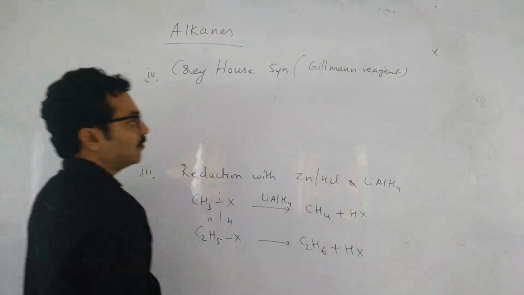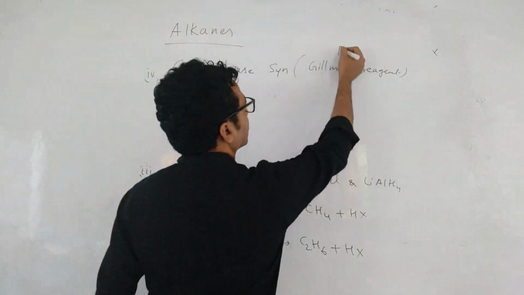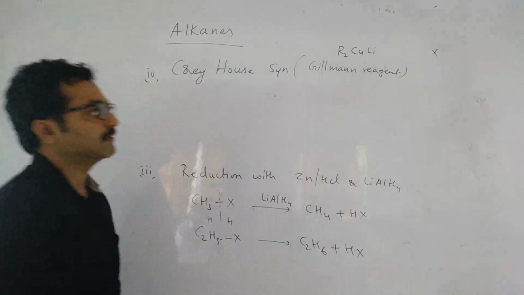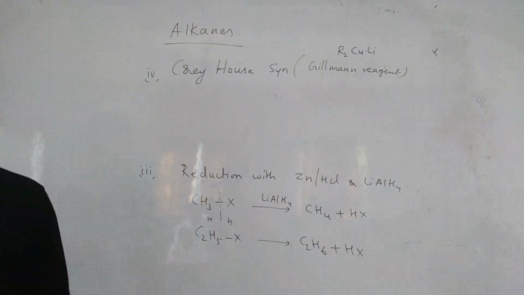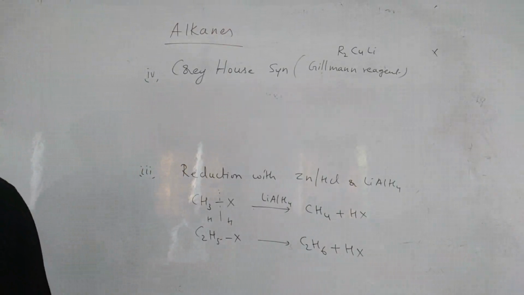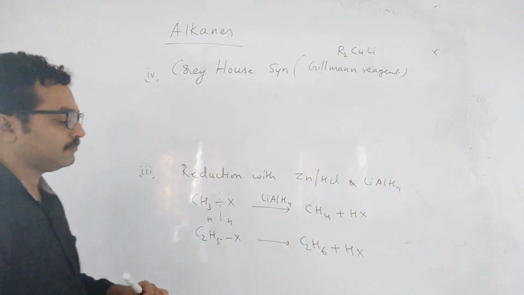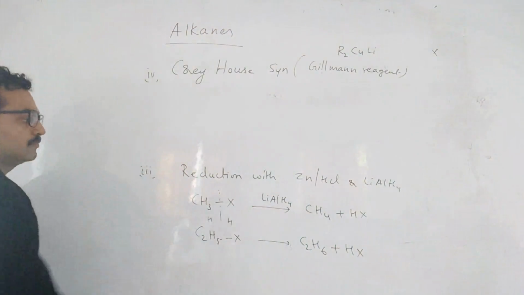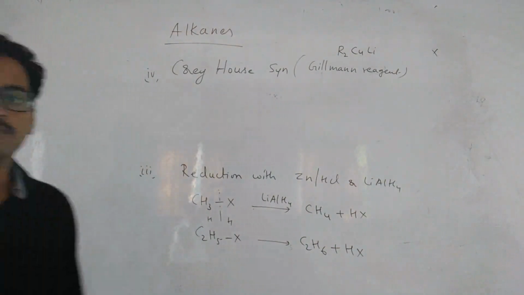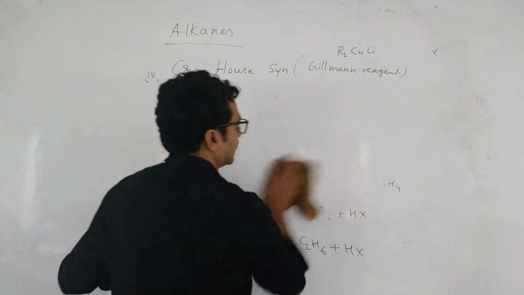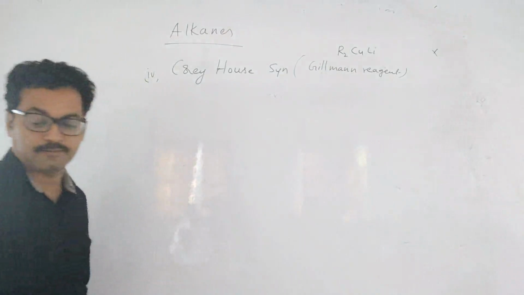Okay. So what is Gilman reagent? Dialkyl lithium cuprate. Dialkyl lithium cuprate is called Gilman reagent. Right. So we will see what that is and how it is prepared.